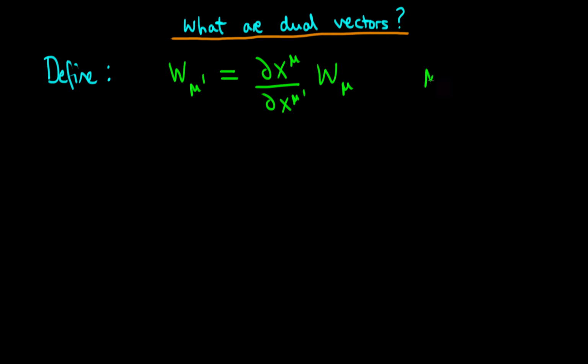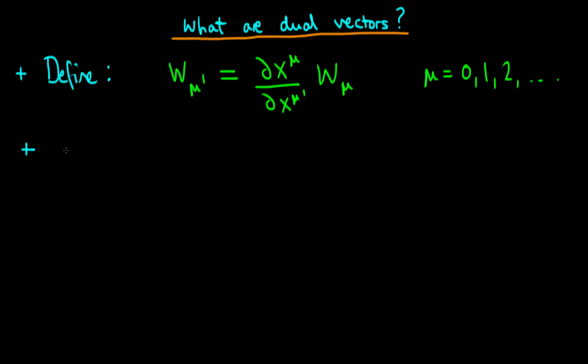And so here, just so you know, mu can take on values 0, 1, 2, etc., depending on the number of dimensions in our problem. And remember that the way in which dual vectors transform is essentially the opposite way to how vectors transform, where the derivative here is the derivative of the new coordinates with respect to the old ones. Okay, so that's the first thing about dual vectors. What else do we know about them?